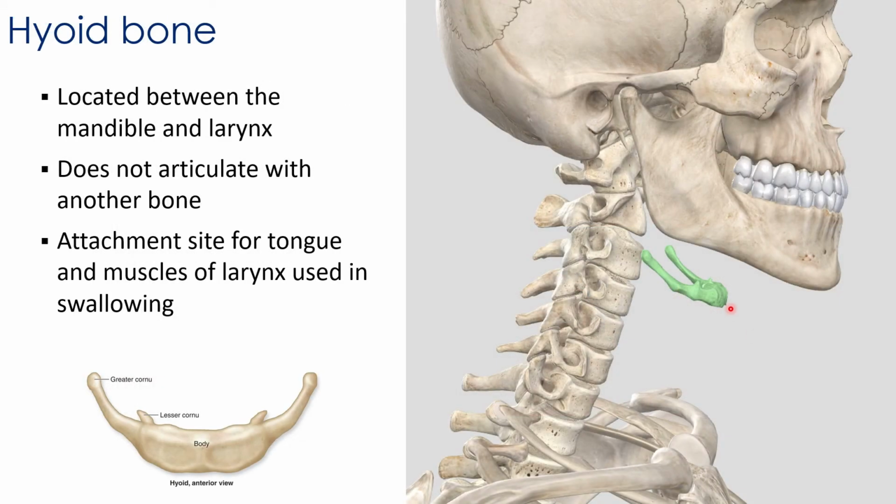The hyoid bone is the only bone in your body that does not articulate with another bone. It's located between the mandible and the larynx, which is your voice box. It provides an attachment site for the tongue, as well as for muscles of the larynx that are used in swallowing.